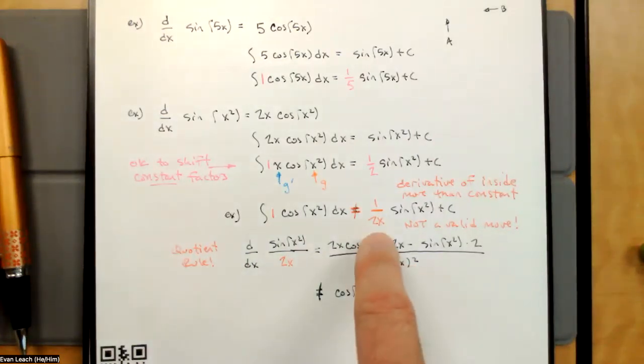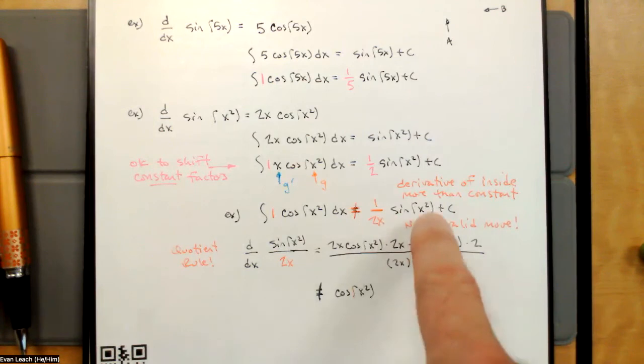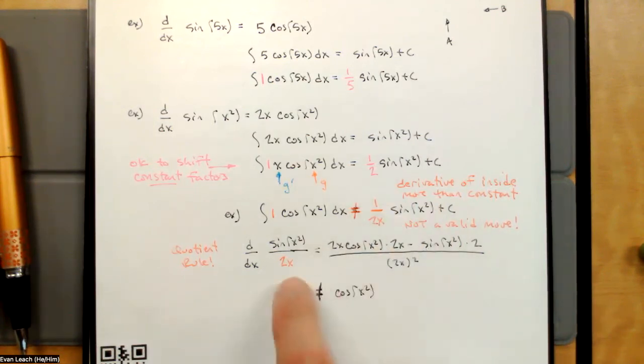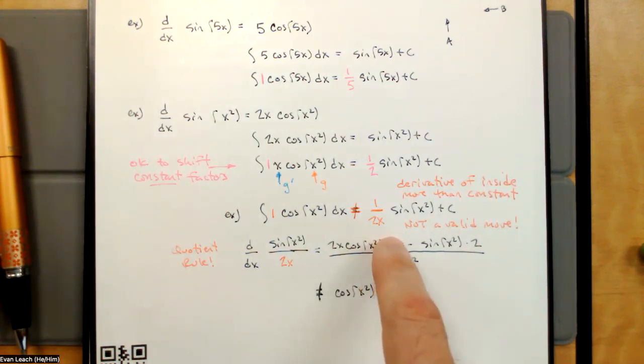So we're demonstrating that this is not a valid move by taking the derivative of what we thought was our integral, realizing that we had to use the quotient rule, and came up with something different than cosine of x squared, which is what we wanted to get. So that was the point of that last example. No, this is demonstrating that this technique will not work. So this is showing us that this is not a valid move.